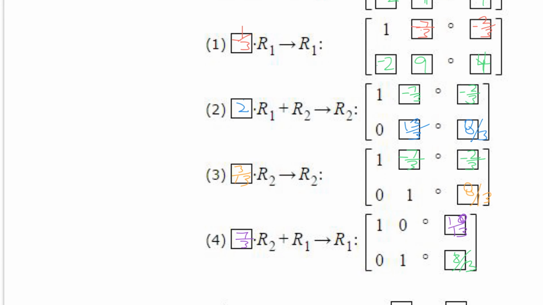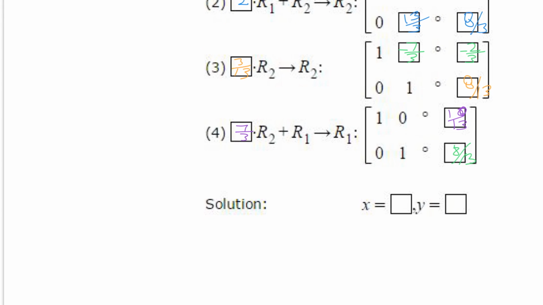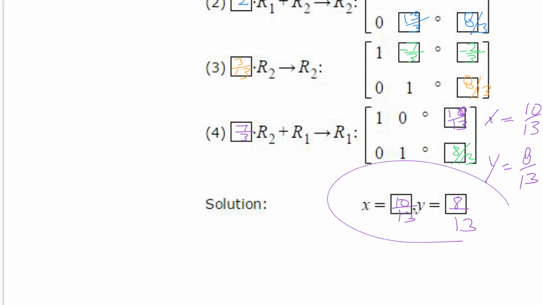Now what we're left with is 1x equal to 10 over 13 and 1y equal to 8 over 13. So it looks like x equals 10 over 13 and y equals 8 over 13. And you can fill those into these boxes here. So this would be 10 over 13 and this would be 8 over 13. If you have any questions, please raise your hand and I'll come around and explain it.